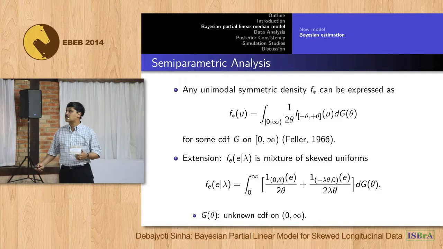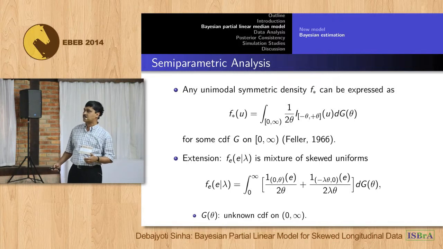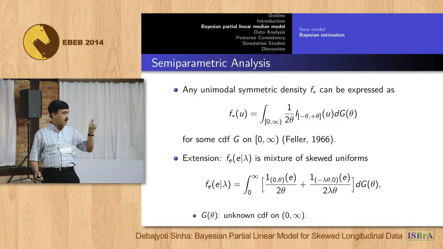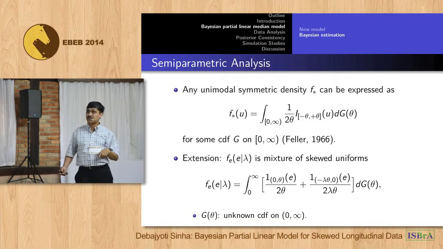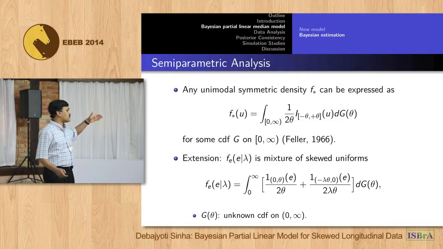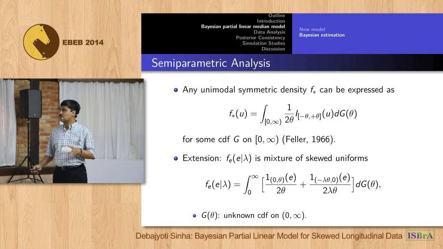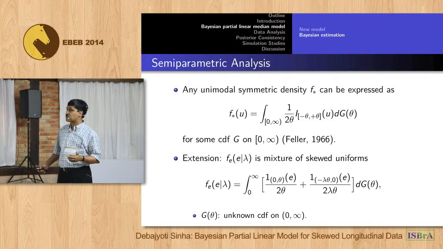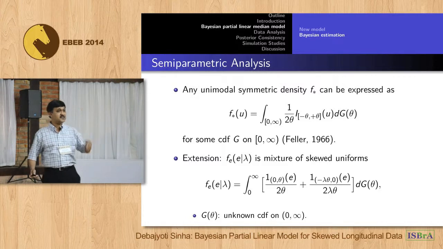So what we suggest here is this. We know that any unimodal symmetric density f star can be expressed like this. This should be the open interval 0 to infinity, because it's a density function. So we can extend this. Any split density which is unimodal and decreasing on both sides can be expressed as a mixture of skewed uniforms, where this is a mixing density, g theta. So instead of specifying f star, now you have to specify g theta, or put a prior opinion about g theta. Now, of course, this is a very complicated structure for clinicians to come up with a prior specification. So what do you do?